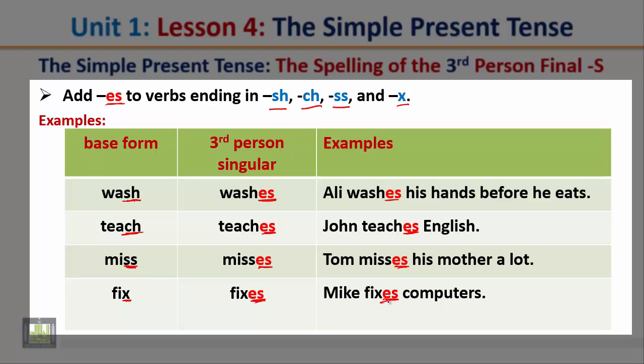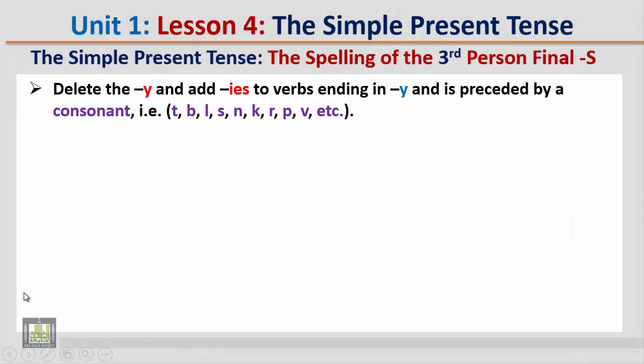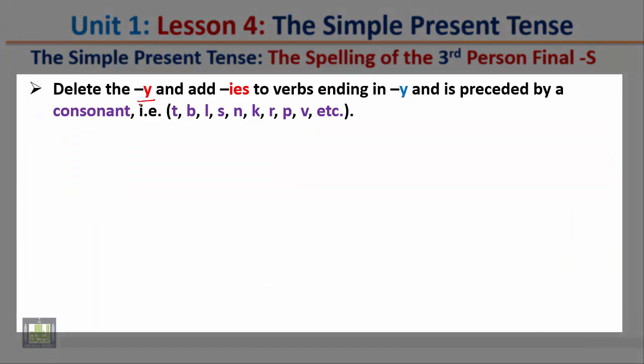Mike fixes computers. Delete the y and add ies to verbs ending in y and preceded by a consonant like t, b, l, s, n, k, r, p, v, etc. These letters are called consonants. Examples.